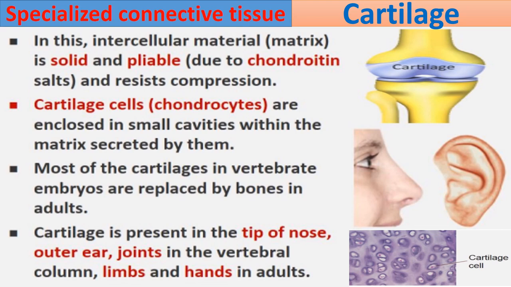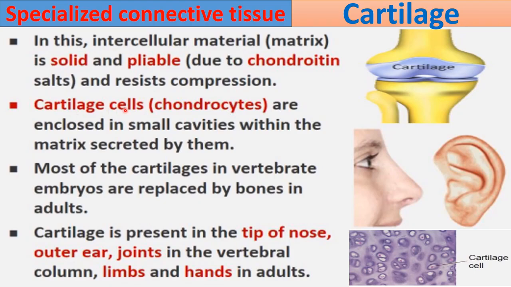The next type after dense connective tissue is specialized connective tissue, and here we will study cartilage under it. Cartilage is a specialized connective tissue. In cartilage, the intercellular material, also called matrix, is solid and pliable. Pliable means flexible, and it is solid due to chondroitin salts present inside the cartilage, so it can also resist compression.